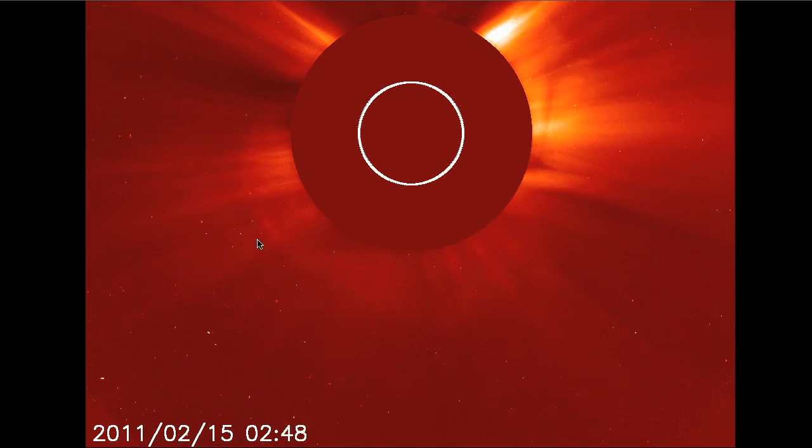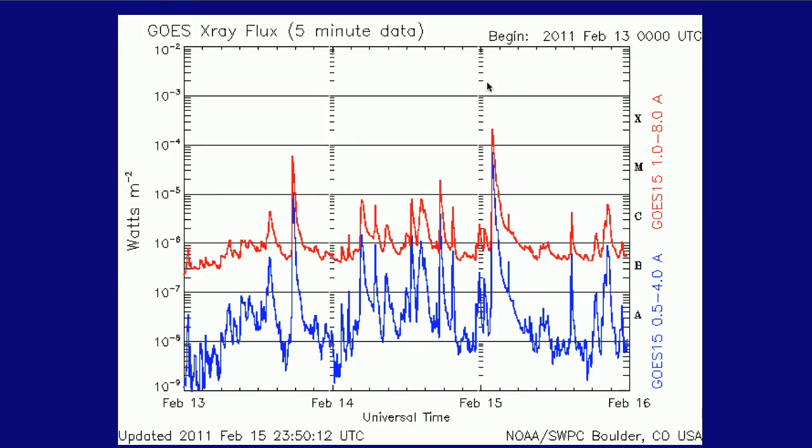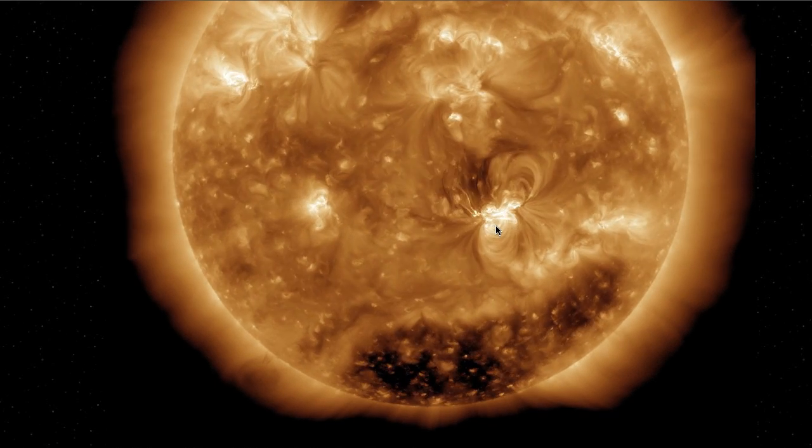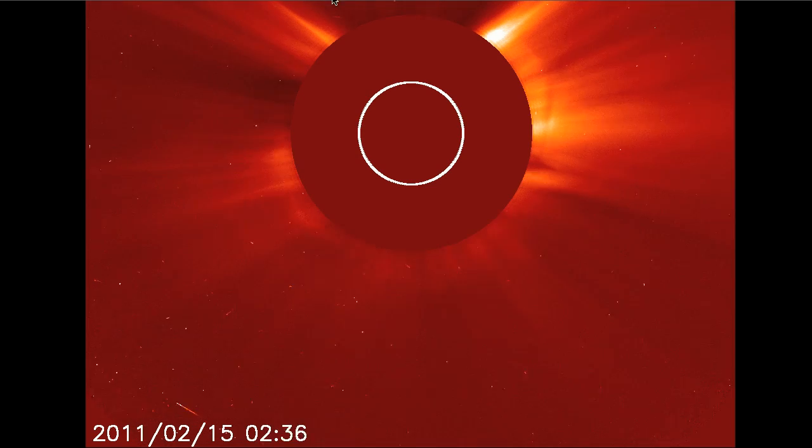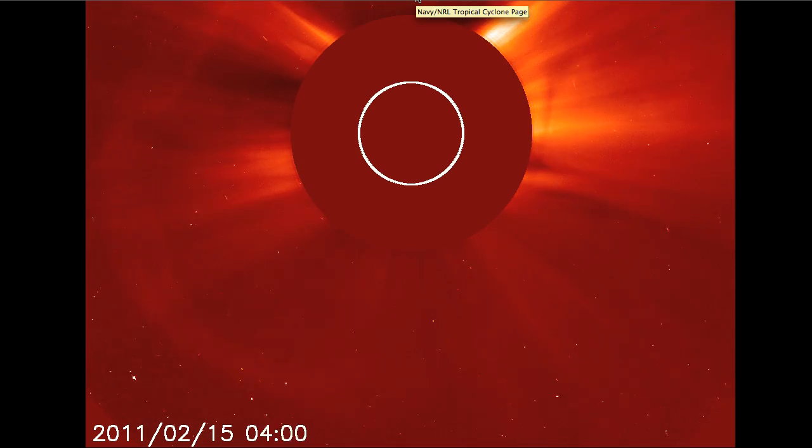This coronal mass ejection you see here in the C2 LASCO instrument will be stirring up the water quite a bit. When we see this halo, that means it's either coming towards the Earth or moving away. And since we know that the solar flare accompanying this was indeed facing the Earth, it's almost a certainty that this is going to be influencing the Earth in a fairly significant way in the coming days.